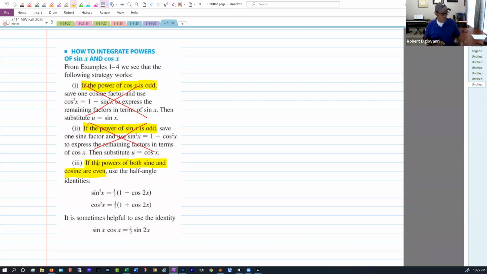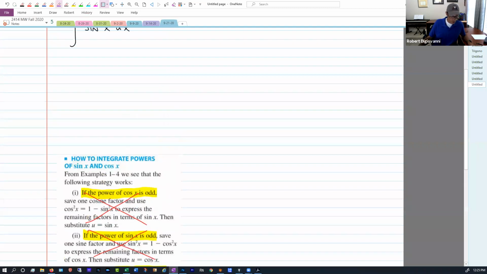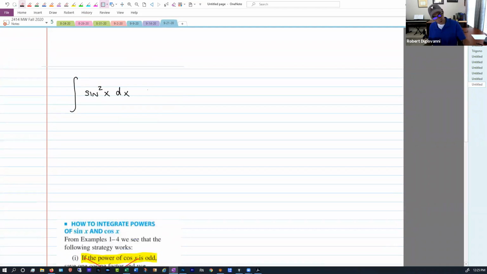What it says is to just use the half angle identities, the power reducing formulas, depending on whether you see sine or cosine. For us, we're gonna be using this one. So we're just gonna rewrite it. This gets rewritten as 1/2 times 1 minus cosine 2x dx. I can pull the 1/2 out.